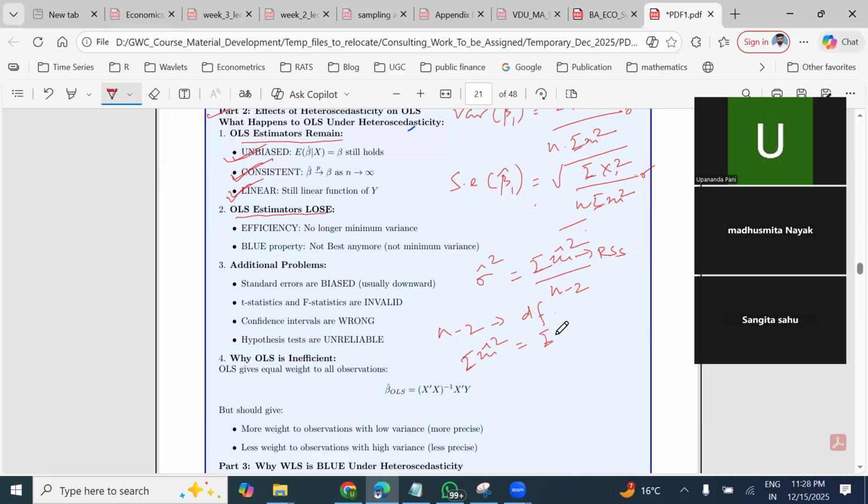Another quick formula, you can note it down: summation ui hat square is nothing but summation yi square minus beta 2 hat square summation xi square. Okay, just to remember, there are many ways to estimate this one, but this is much easier.